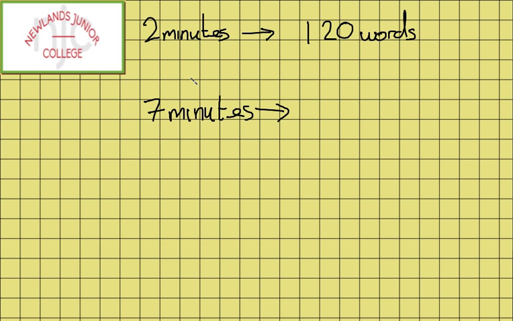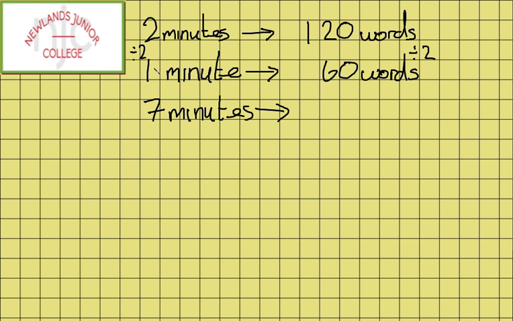Now to do this, the best approach is to work out one single unit of whatever it is that you can control. In this case, it's the number of minutes that we can control. So let's work out 1 minute and how many words we can type in that minute. How do you do it? Well, how do we get from 2 to 1? Of course, we just divide by 2. So over here, we divide by 2. So in 1 minute, we can type 60 words.